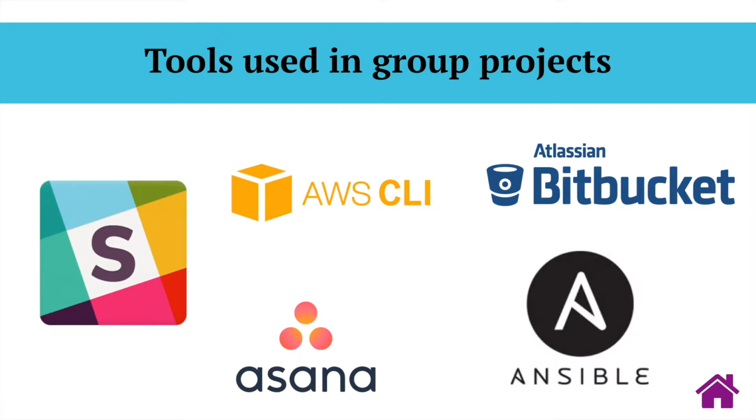Here is another slide, just with regards to the tools used in the group project. Slack we used to communicate with each other. The AWS CLI let us connect to Amazon and use the AWS services. Bitbucket is where we shared all our code and amended code, scripts and playbooks. Asana was where we set our tasks for each assignment so we knew what to complete, and Ansible was where we created our playbooks.